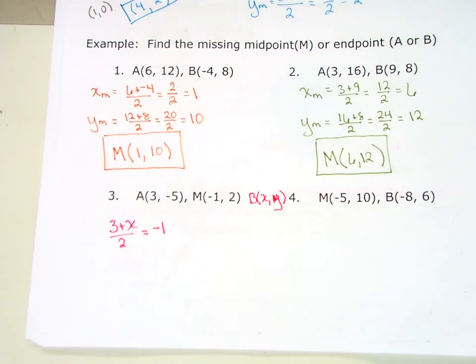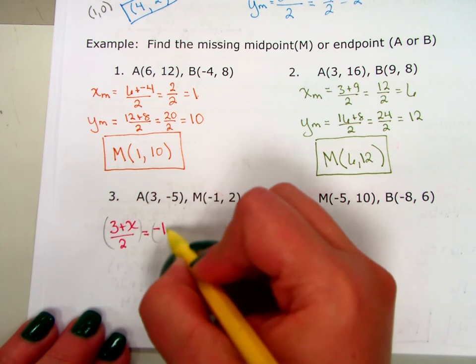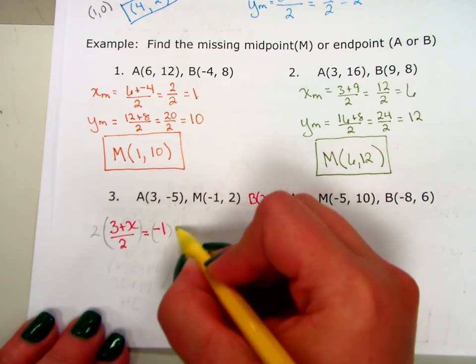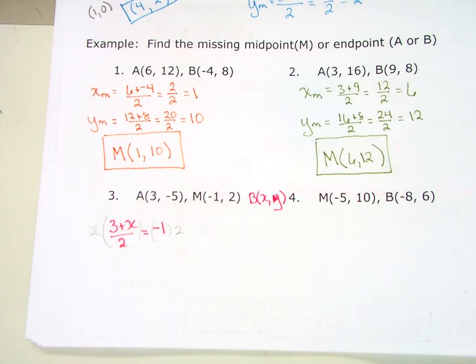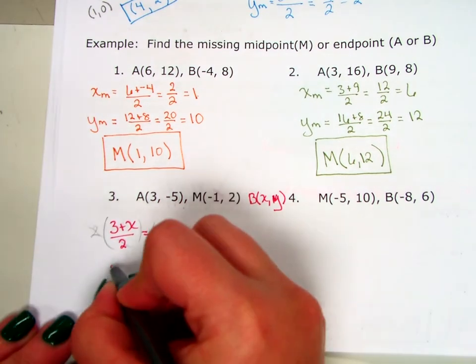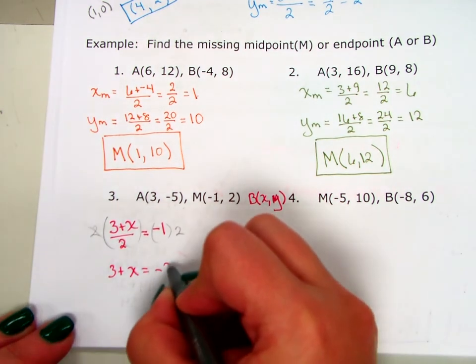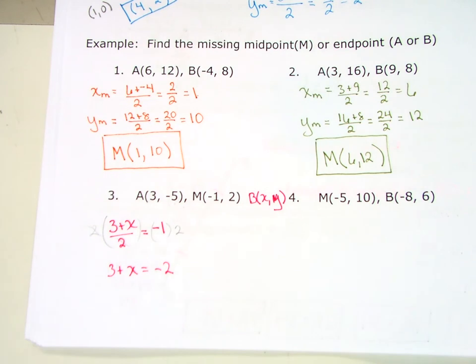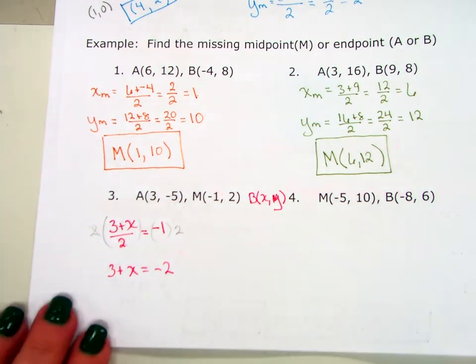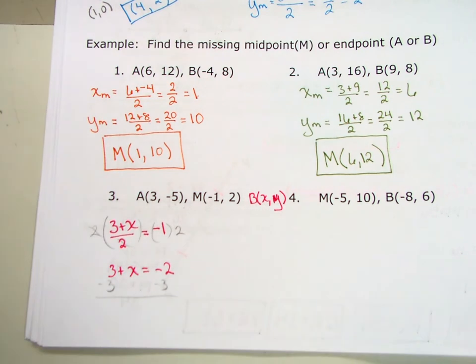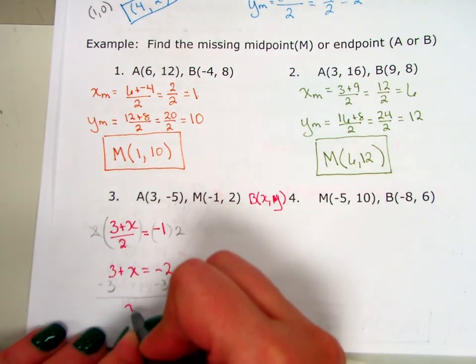How do I solve this? Good. Multiply both sides by 2. My multiplication property of equality to get rid of that divide by 2. I'm going to multiply by 2, which is going to leave me with just 3 plus x equals negative 1 times 2, negative 2. Then what am I going to do? Subtraction POE. I'm going to do subtraction property of equality, and subtract the 3 on both sides. And x is going to equal negative 5.